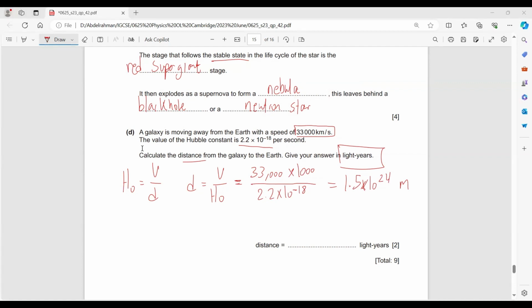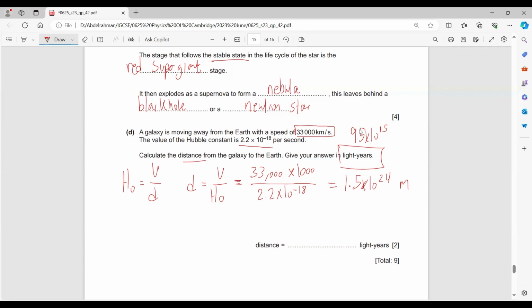How can I change this to light years? Do you actually remember the value of a light year? If you don't, you can memorize it. One light year is equal to 9.5 times 10 to the power of 15 meters. You can memorize it if you want to, but if you don't want to, you don't have to. You can actually calculate it.